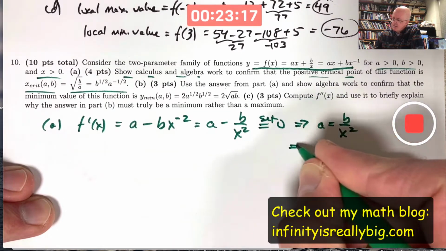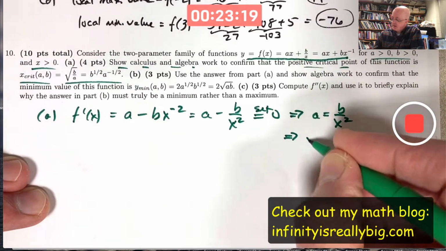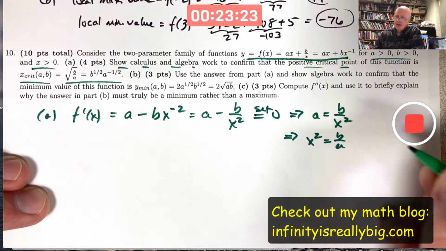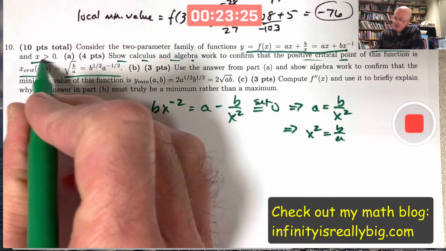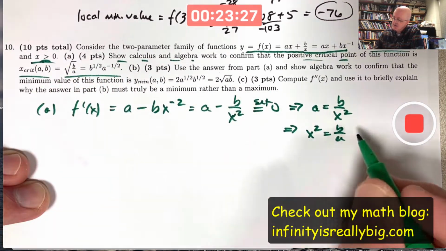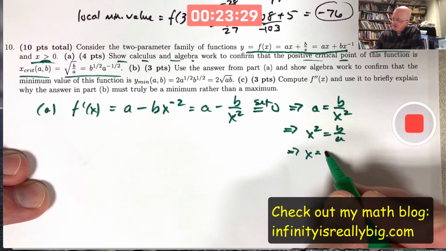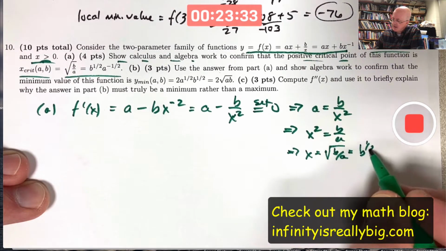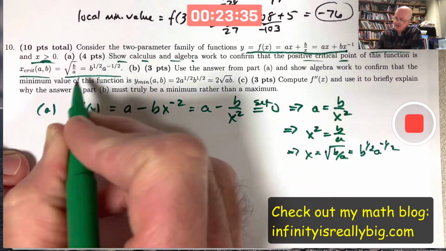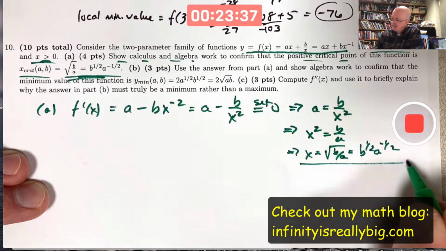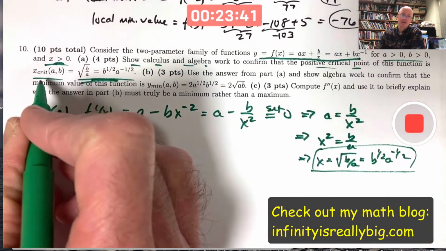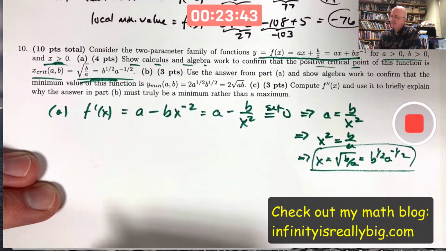Then you can cross multiply, effectively multiply both sides by x squared and divide both sides by a. And we are after the positive critical point here. So now just take the positive square root of b over a, or if you prefer, b to the 1/2 times a to the negative 1/2, and that does confirm this answer right there. I'm just calling it x here, and that's fine. It's just here that I called it x sub crit of a comma b.